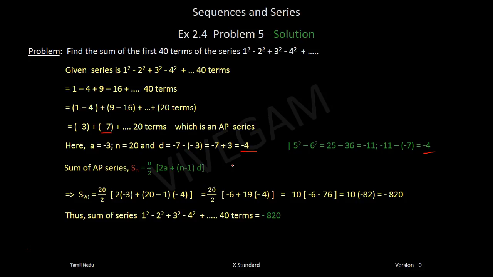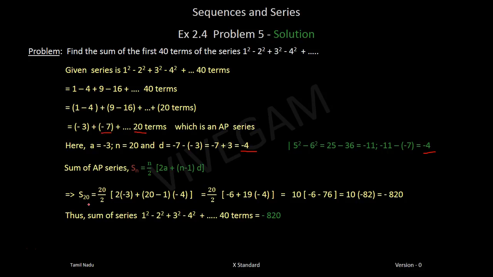I'm giving you this information. Now we have the value of minus 4, which is d. We have a equal to minus 3 and n equal to 20, because 40 terms get reduced to 20 when we convert, because we are making two numbers into one. Every two numbers become one number, so 40 will become 20. So the AP series will have only 20 terms.